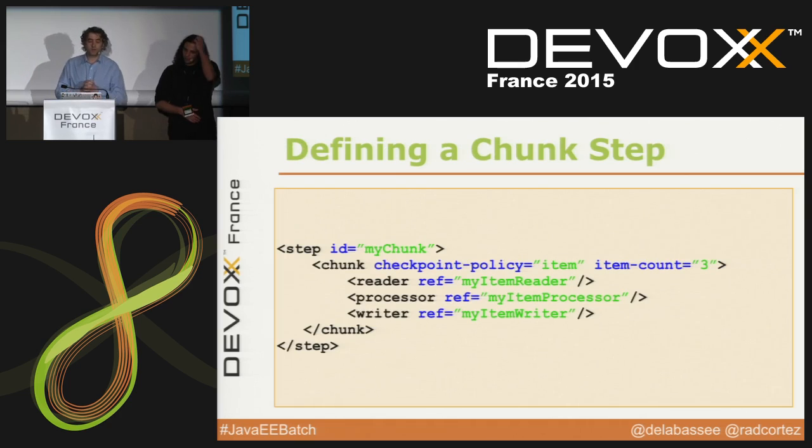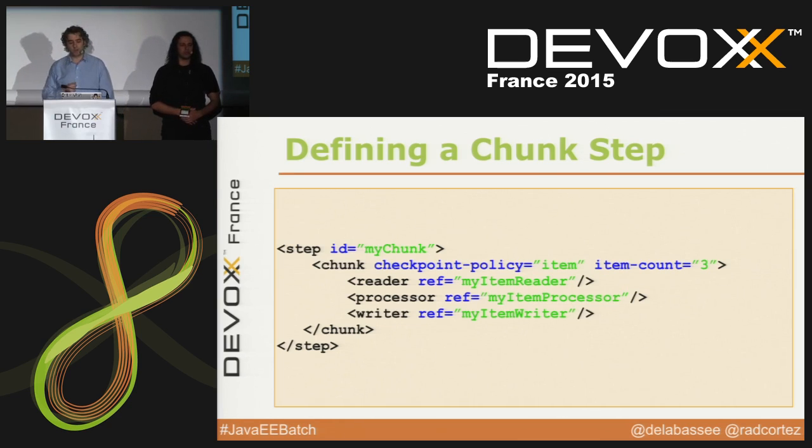So we saw how to define a batchlet step. Now let's see how we define a chunk step. It's very similar. It's a step whose ID is my chunk. Now it's a chunk step. We define a checkpoint policy, and the item count is 3. So in this case, we will read and do the processing 3 times, and then we will write the output. We obviously need to define a reader. That's what we do here. We have a processor, and we also need a writer, obviously, to write the output result. That's the only thing we have to do.